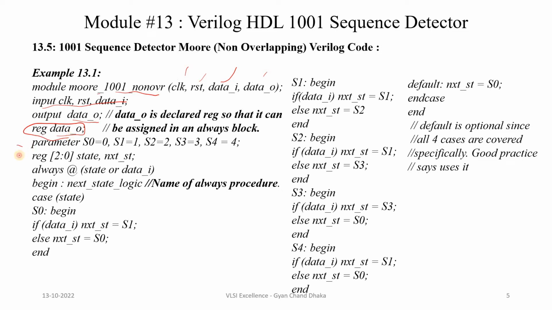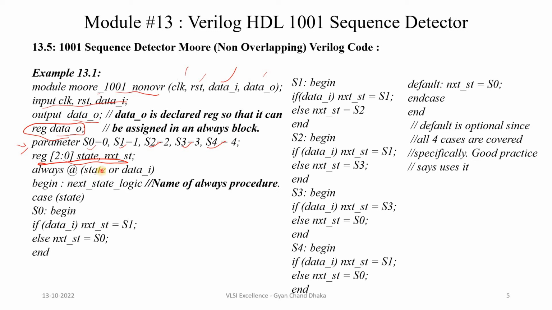Here we are using the parameter method to define the states. So this is our S0, S1, S2, S3 and S4 state. So there are 5 states. To define the 5 states, basically we need a 3-bit variable which will define the state. First of all, we are going to implement our next state logic.